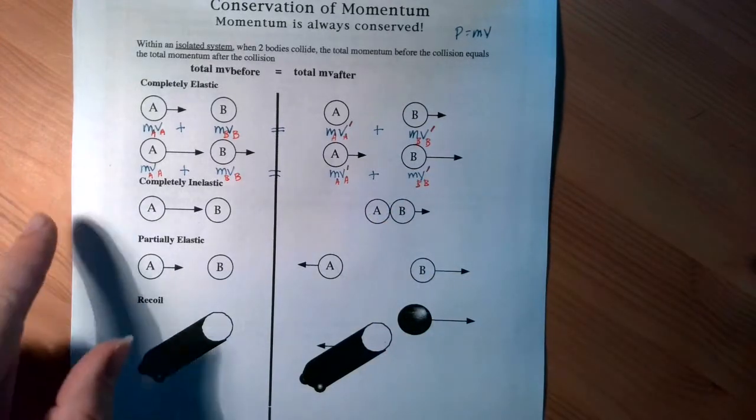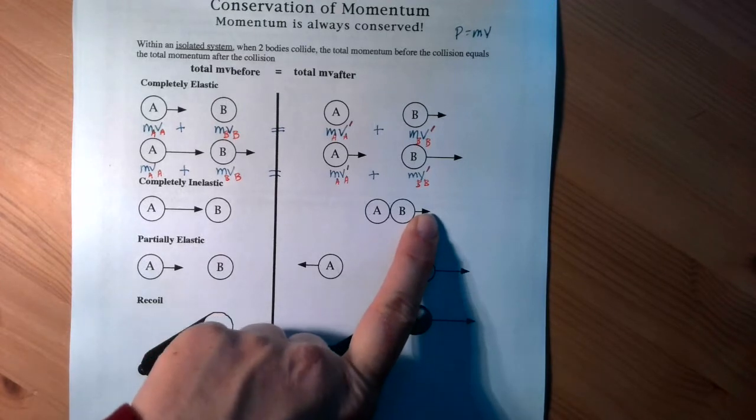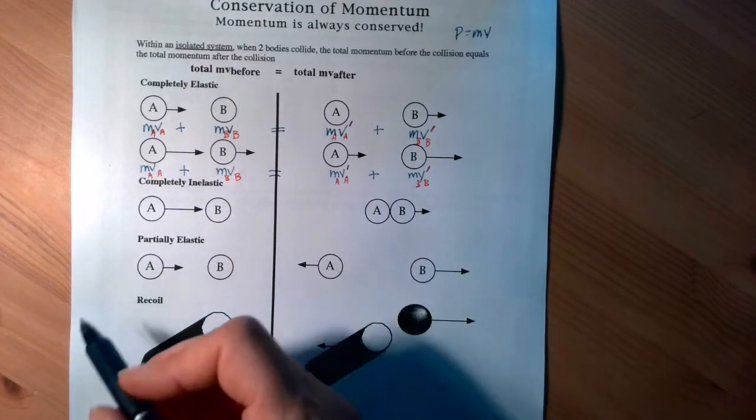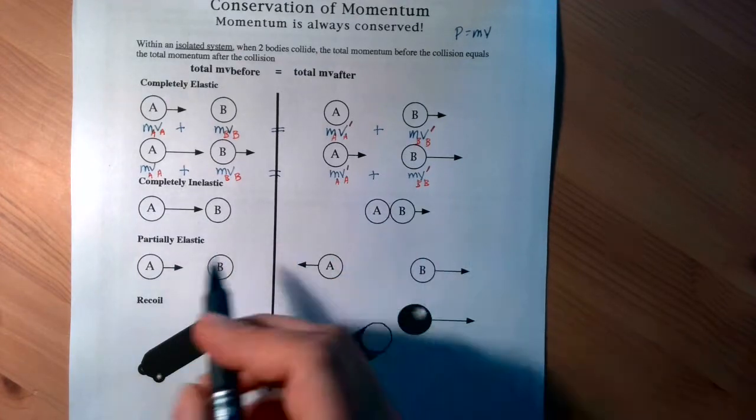Now, in completely inelastic collisions, the objects stick together afterwards. You could imagine maybe this is a ball of clay and this is a regular ball, and then they stick together afterwards, right?